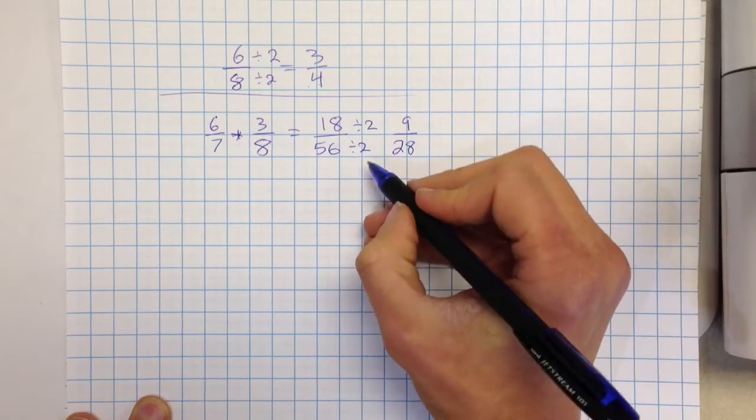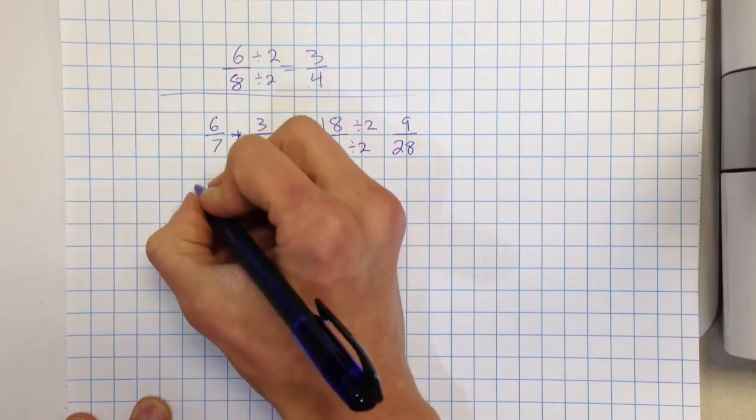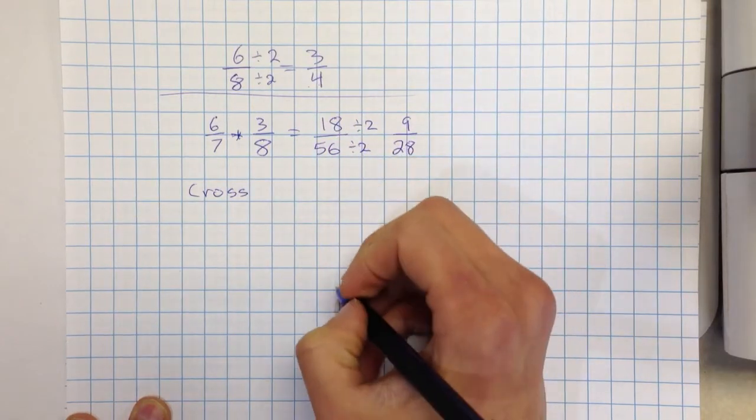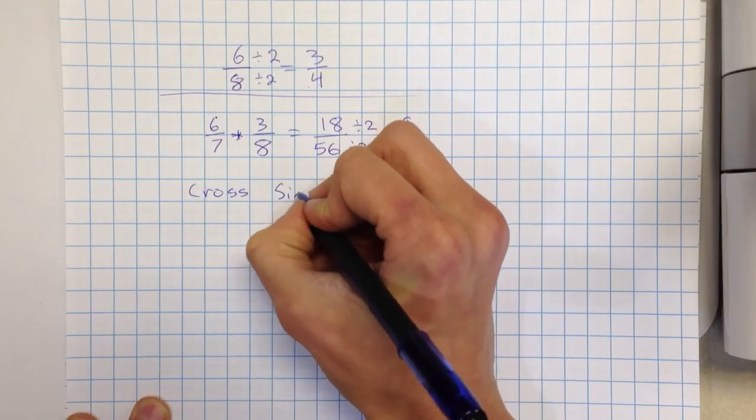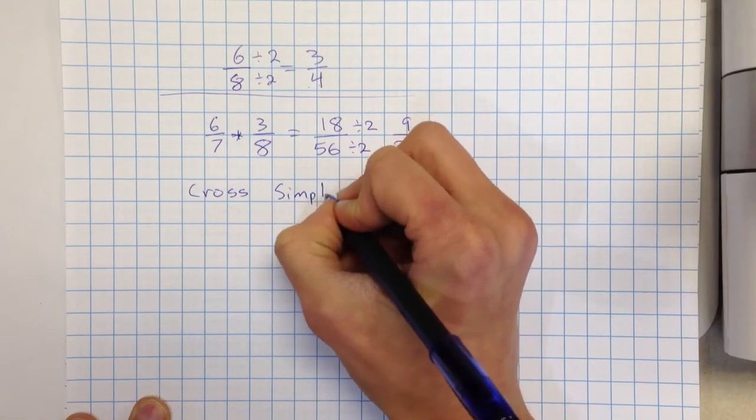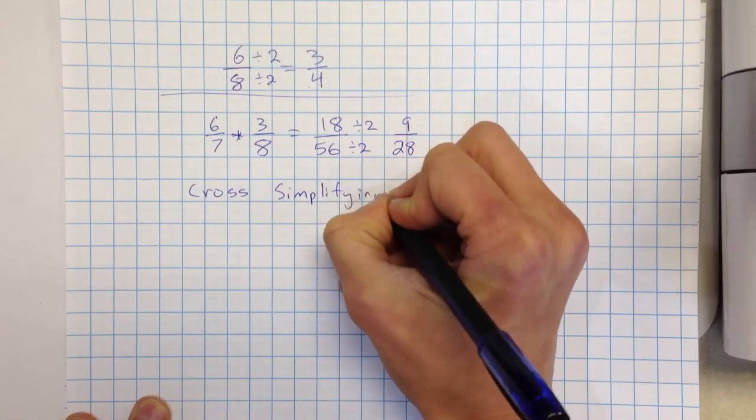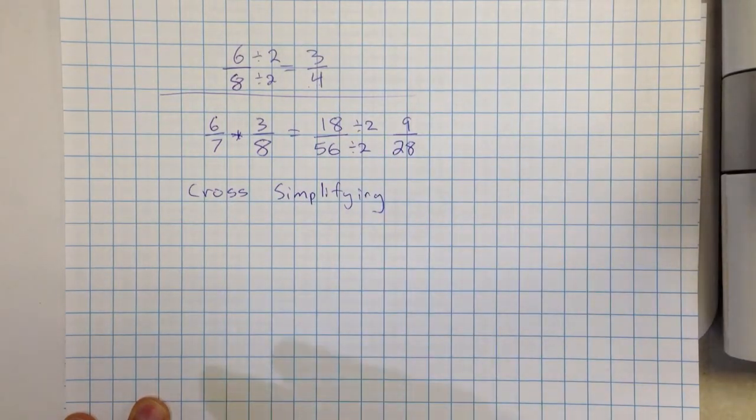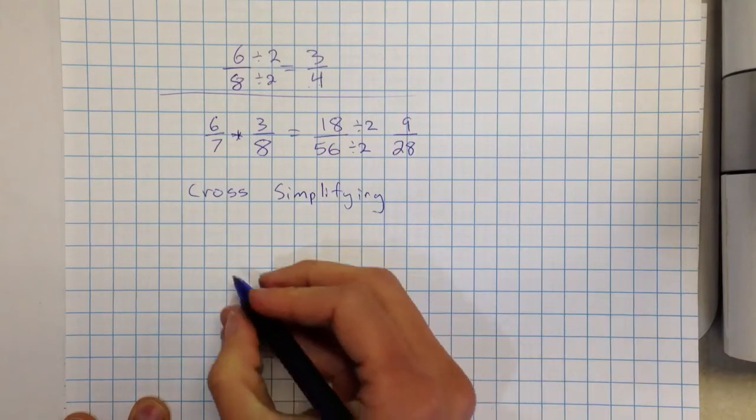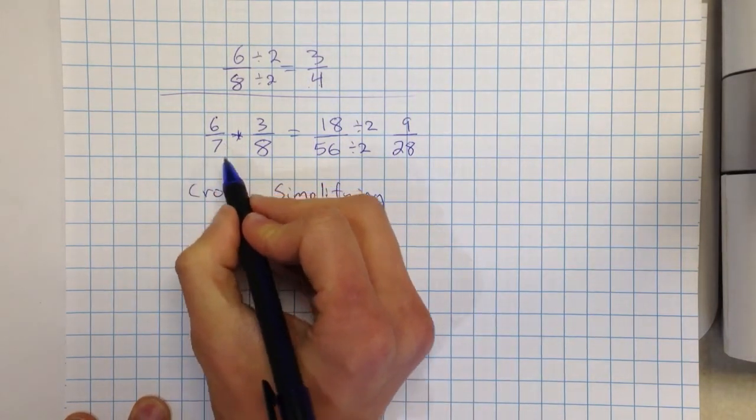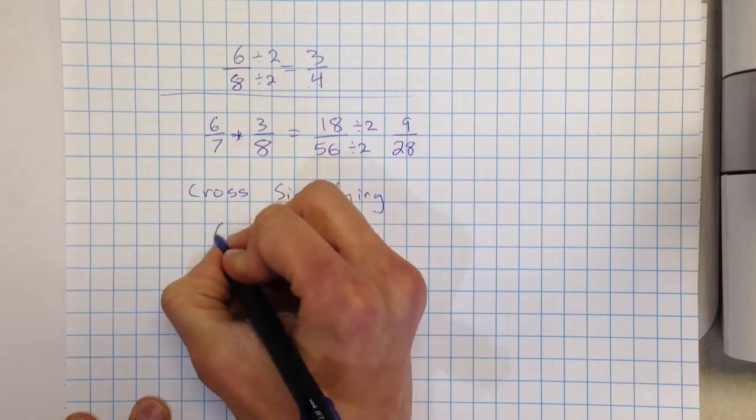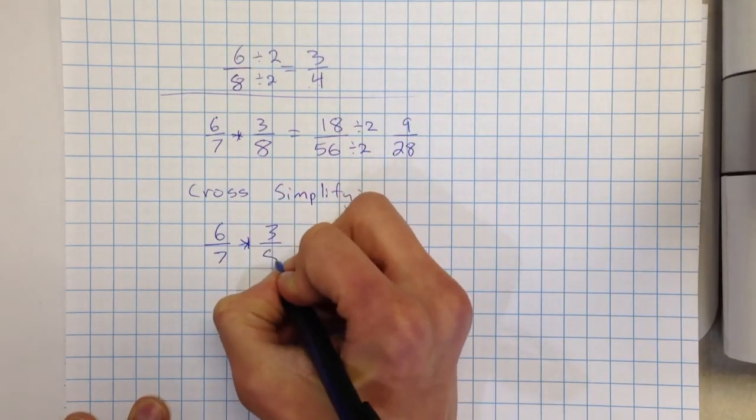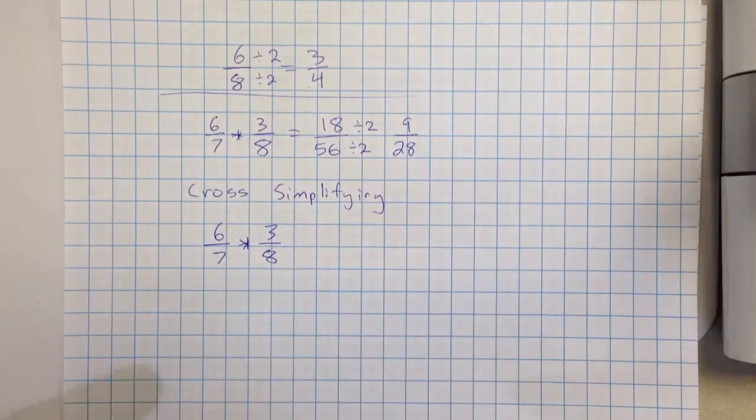Now, if I do something called cross-simplifying, what will happen is I will not have to simplify at the end. Okay? And this is really helpful when you're working with bigger numbers, because it makes it so you don't have to deal with those big numbers at the end. You can just get to working with simpler numbers to start off with. So I can actually cross-simplify using the same problem. What I'll do is I'll have it written down the same, 6/7 times 3/8. But I'm going to look for ways that I can simplify.